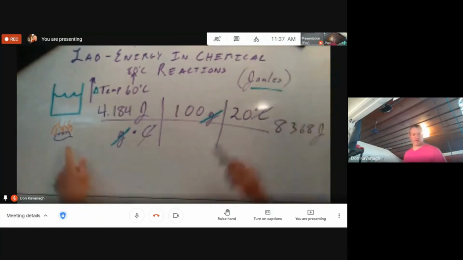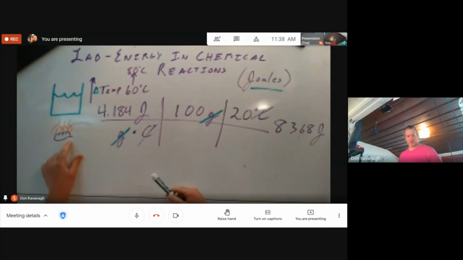Now, the next question in the lab is talking about the change in mass of this briquette. When this briquette burns, it loses mass. As the energy is transferred, the mass of the carbon that's in here gets transferred into carbon dioxide, carbon monoxide, and those gases float off into the cosmos.